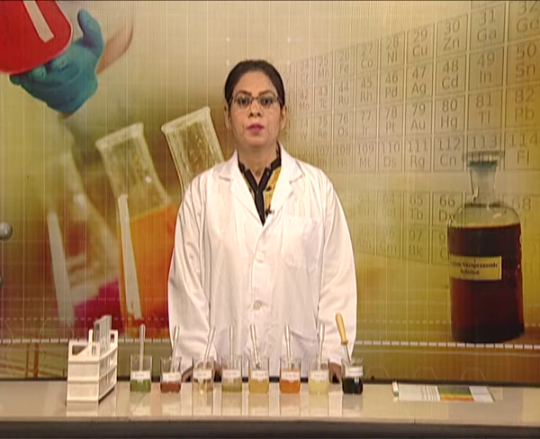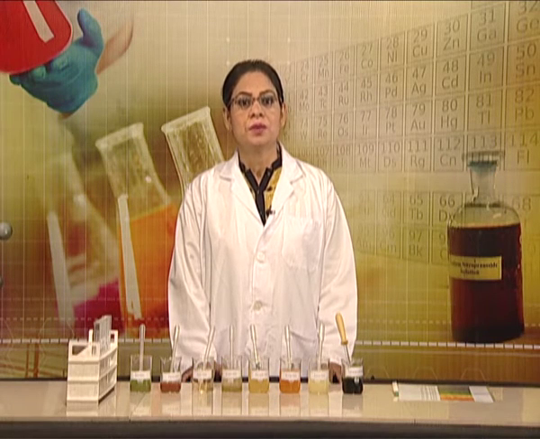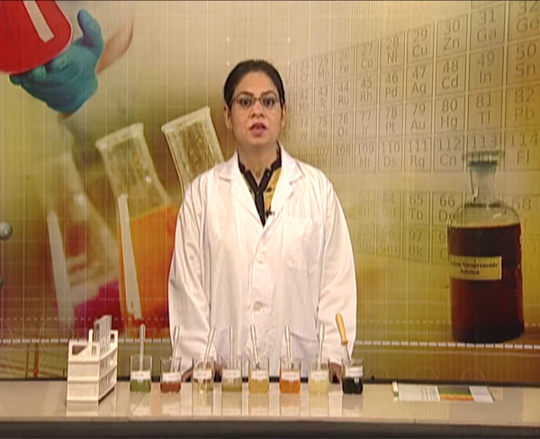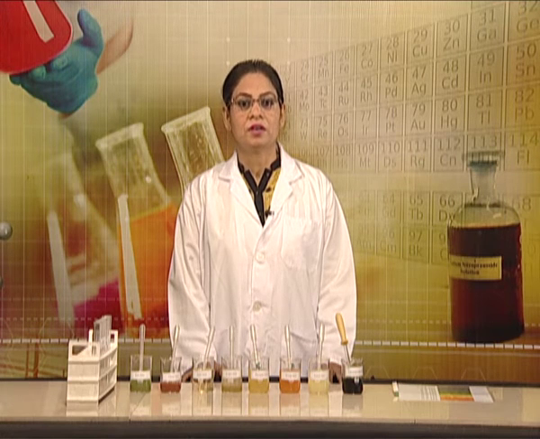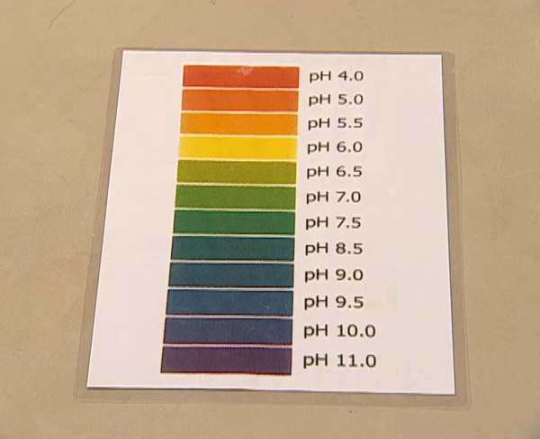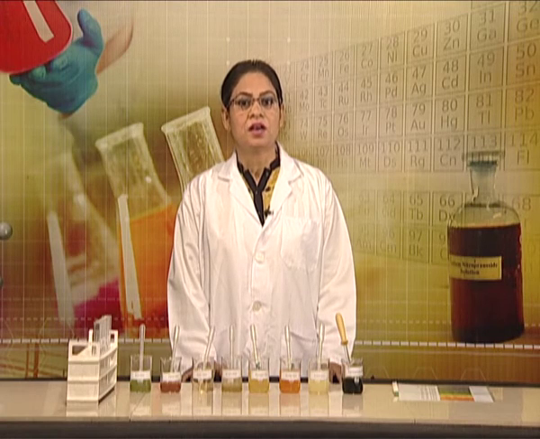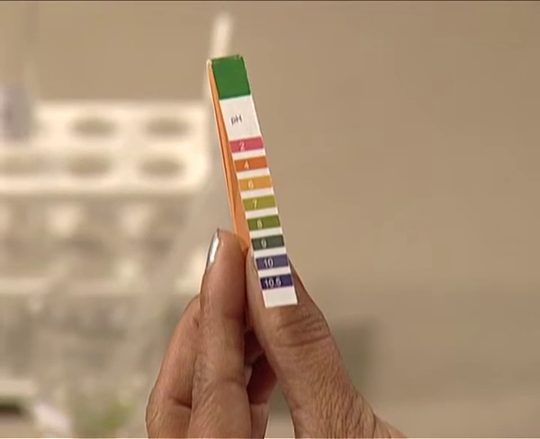Today, we are going to use universal indicator and the pH paper. Universal indicator is a mixture of several organic dyes dissolved in a suitable solvent. It exhibits a color change over a range of pH. You can infer from the pH chart it has different color in different pH environment.